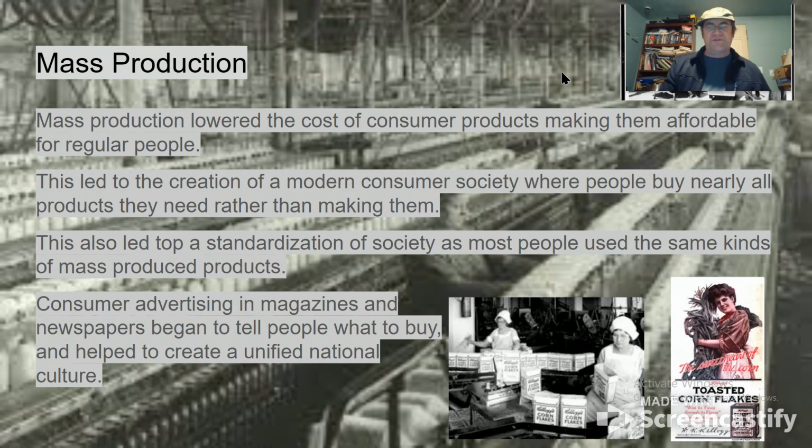This also led to a standardization of society, as most people used the same kinds of mass-consumed products, and it also created an advertising culture where national magazines and newspapers began to tell people what to buy. So, for example, if you want to give your family a good start to the day, you might see an ad for cornflakes, which are being mass-produced at a factory somewhere. This again helps to create a unified national culture where everyone's buying and using the same types of products.